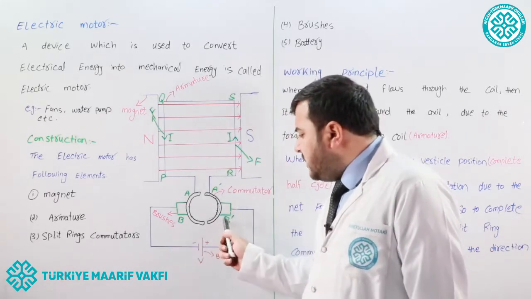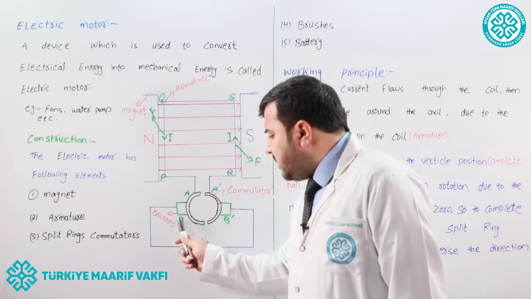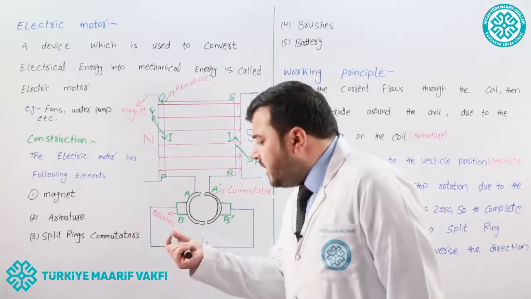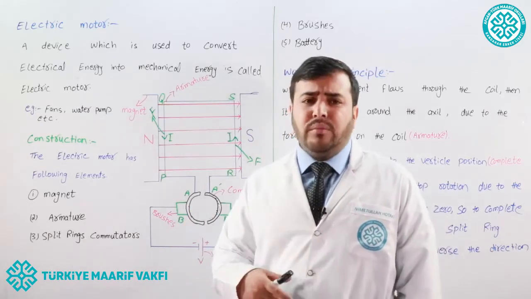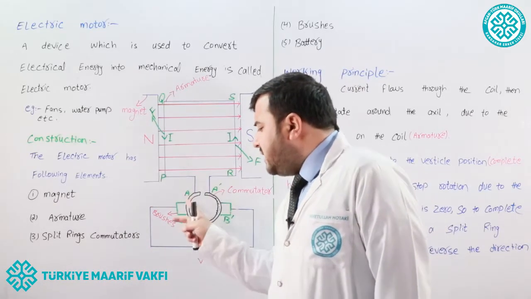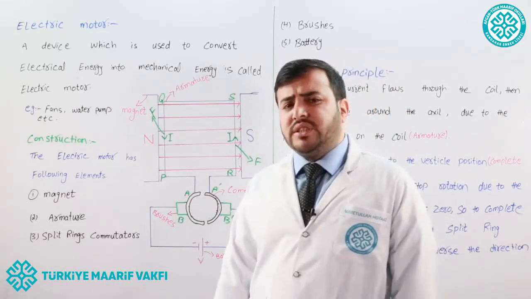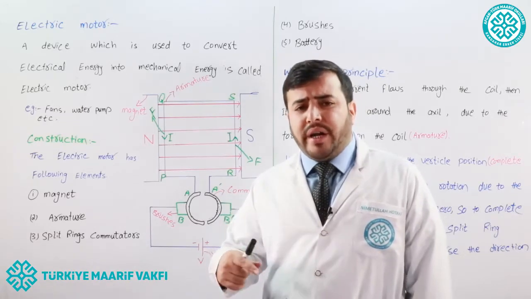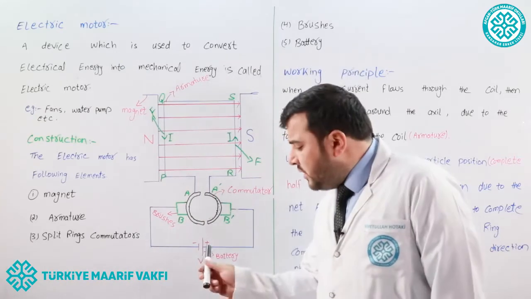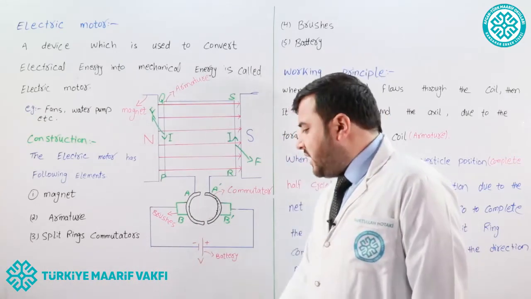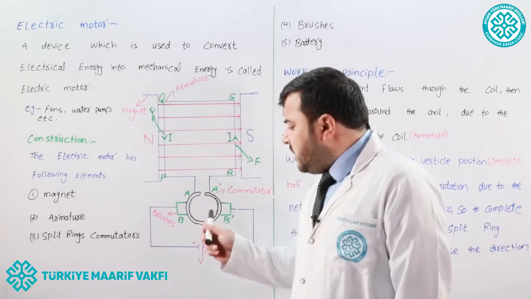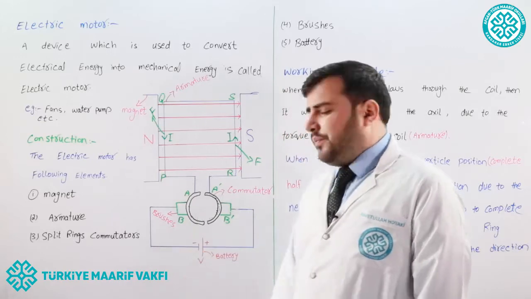The fourth part is the brushes. The next part is carbon brushes, or we can simply call them brushes. These brushes are made from graphite. The function of these brushes in the electric motor is that they provide electrical contact between the commutators and the battery. With the help of these carbon brushes, the commutator is connected with the battery.